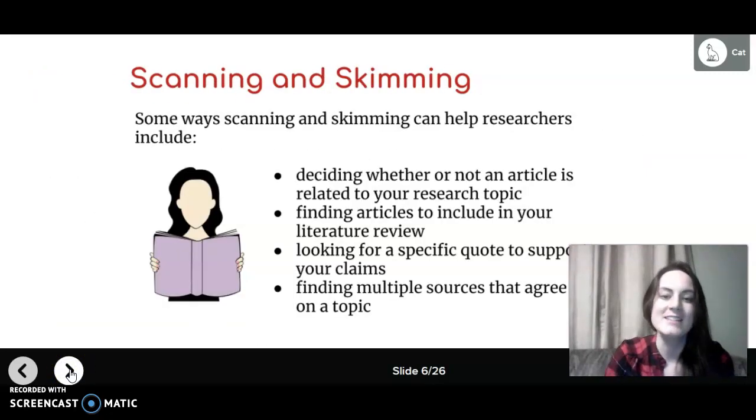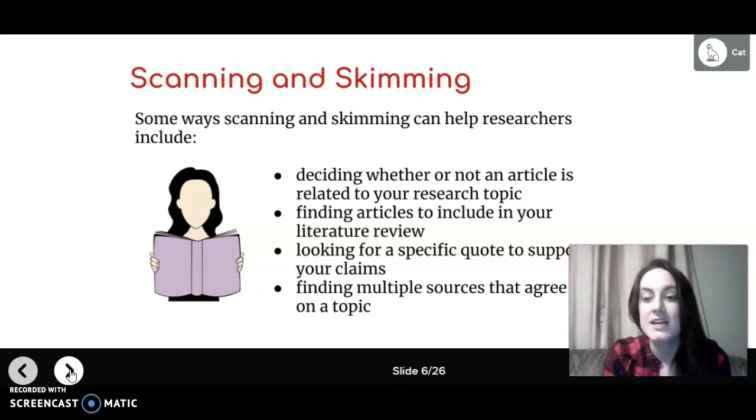Some ways scanning and skimming can help researchers include deciding whether or not an article is related to your research topic, finding articles to include in your literature review, looking for a specific quote to support your claims, finding multiple sources that agree on a topic.